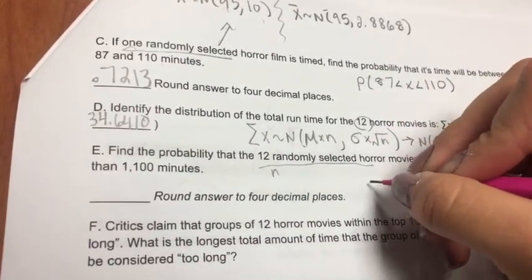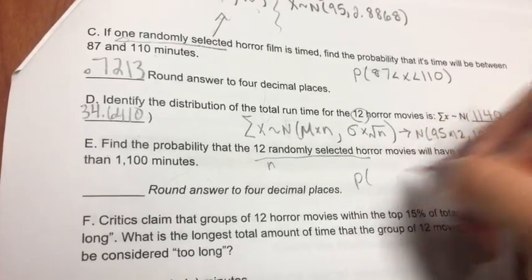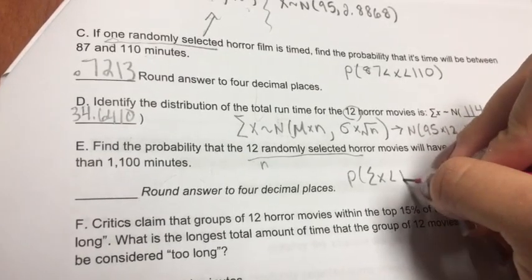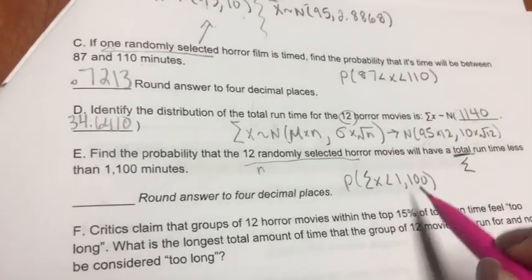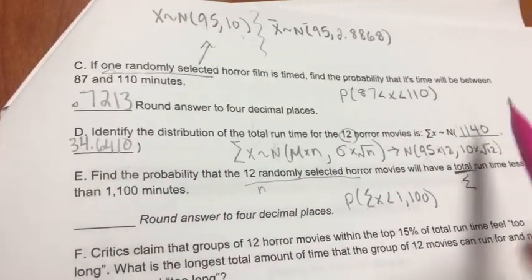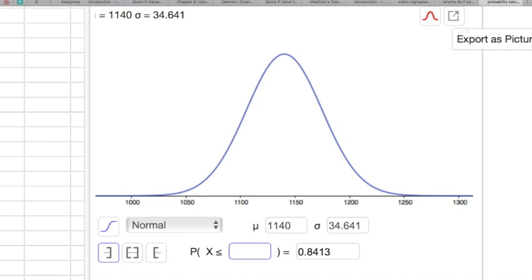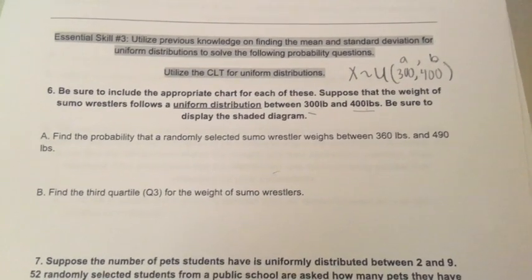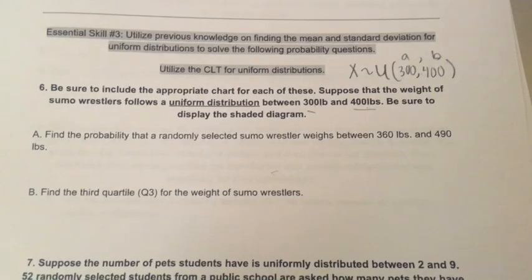So you want to find the probability that it is less than 1,100. And again, since you're working with the sum, you're going to be working with these numbers right here. And I want to find the probability that it is going to be less than 1,100. Press enter, and I get that my probability is going to be 0.1241.